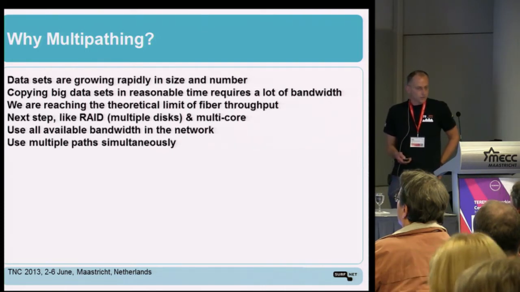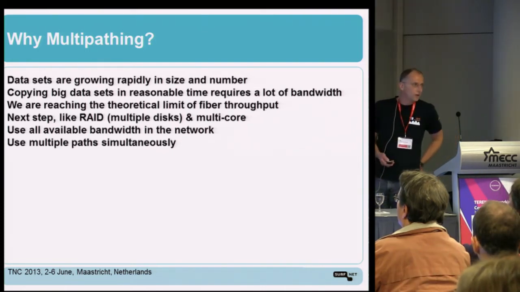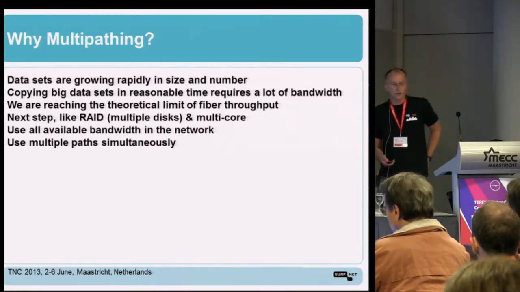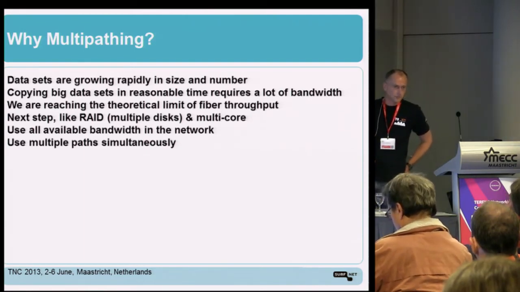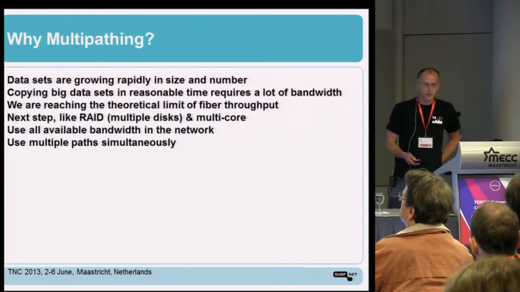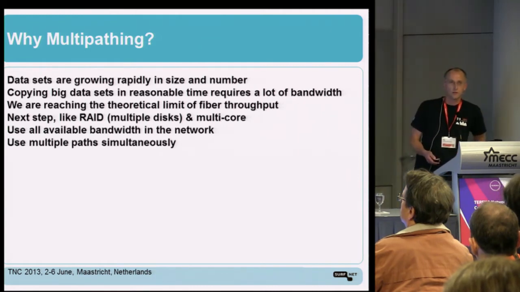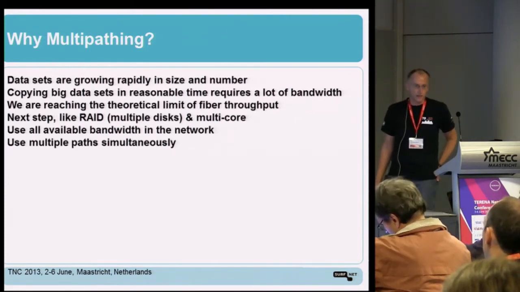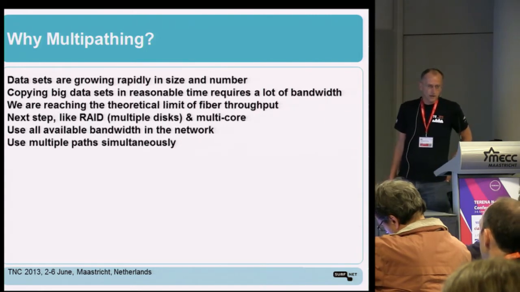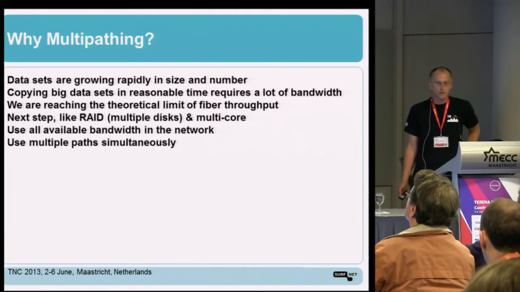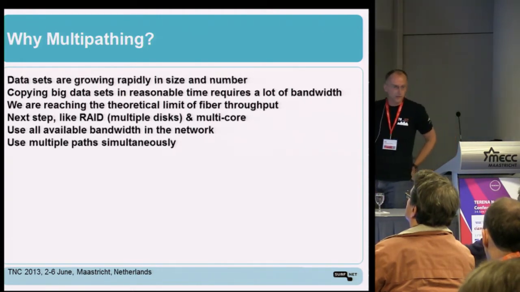So why are we doing this? It's all about big data. Lots of data out there, still growing exponentially, and these data sets need to be copied over the network, and we need to use all available bandwidth simultaneously to have the shortest time of transmitting data. We are also reaching the Shannon limit. Steve already said something about that this morning. I will have some slides about that.